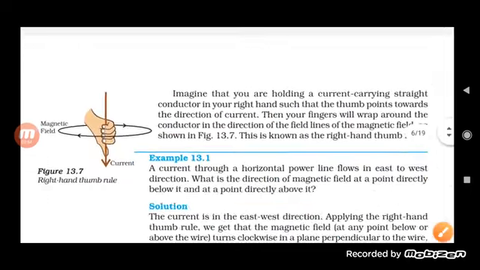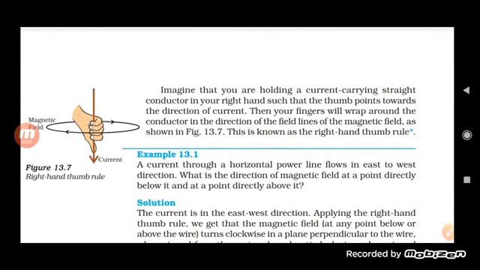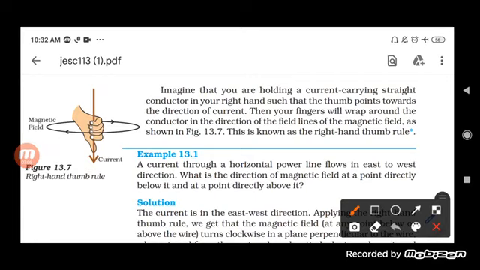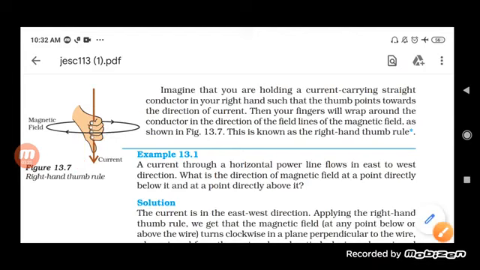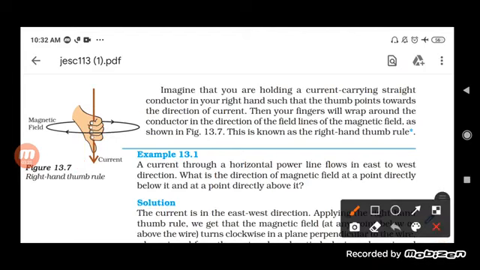How? Now see here. Here it is written: imagine that you are holding a current carrying straight conductor in your right hand such that the thumb points in the direction of the current. And what about the fingers? Your fingers which wrap around it, all the fingers, will represent the magnetic field. Here the current is, you can see the thumb is in the downward direction. Why is this so? Because the flow of current is in the downward direction.